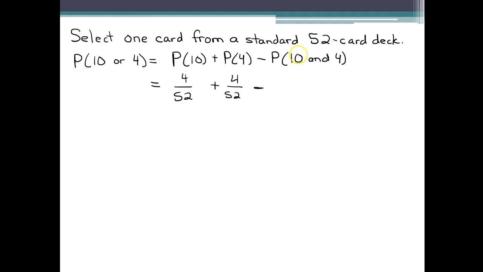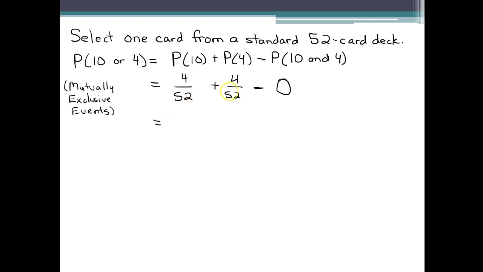When you draw that card, though, what's the probability of that card simultaneously being a 10 and a 4? Well, that's not possible, because each card has either its own number, or it's a jack or a queen or a king. You don't have 10 and 4 coexisting on the same card. So that can't happen. So that probability is 0. So we're dealing with mutually exclusive events here. The event of getting a 10, the event of getting a 4.